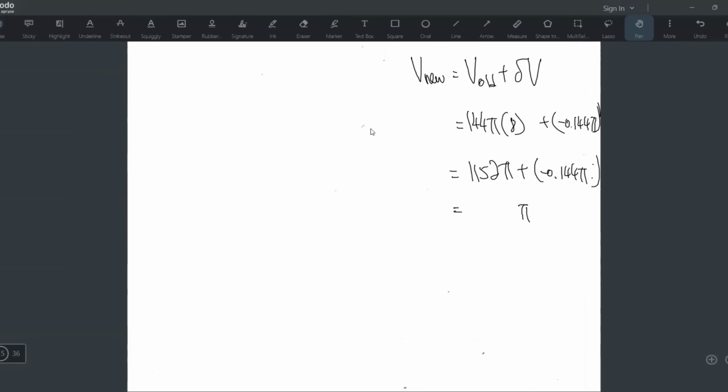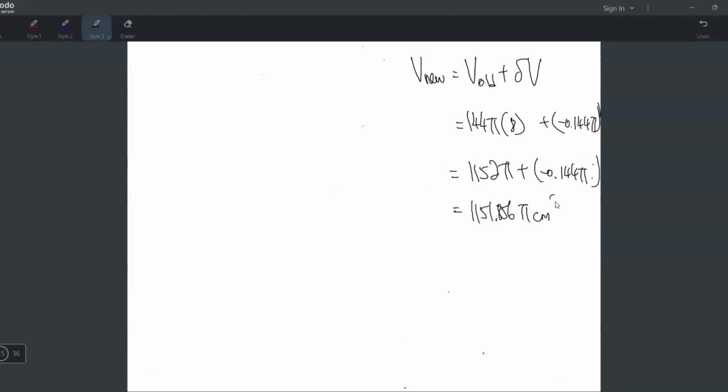1151.856. Okay, this is the correct answer. Usually I write 4 significant figures, but this one doesn't have many decimal places, just one more digit, so better just write the whole thing. Alright, the unit is cm cube because it's volume, right? Yeah, the new volume, so cm cube.